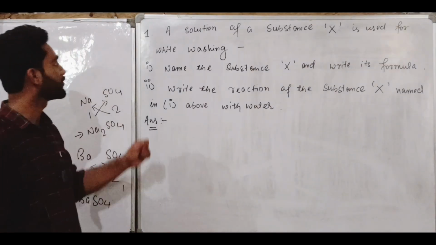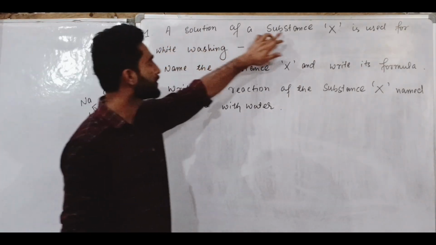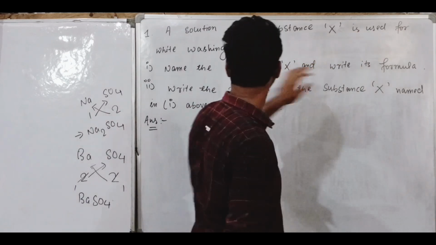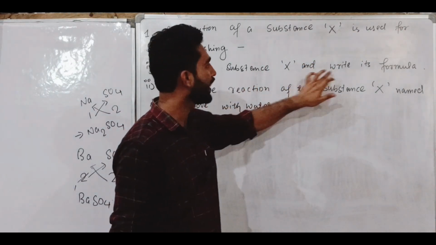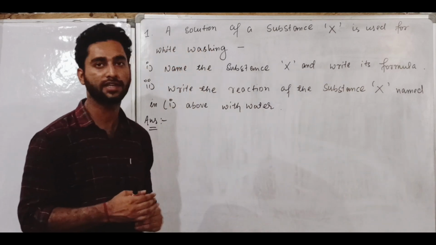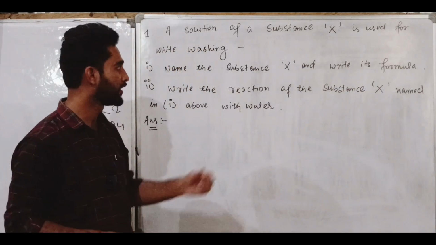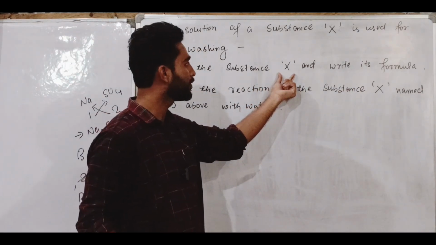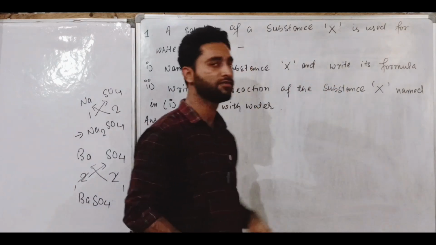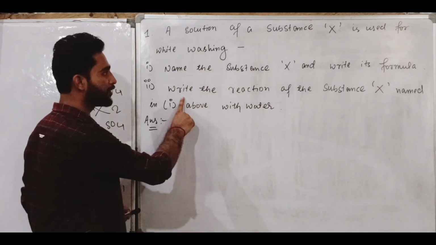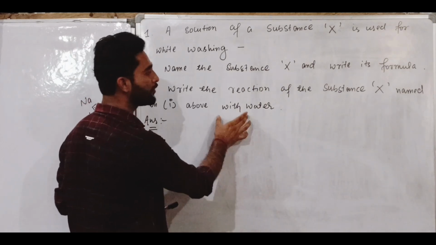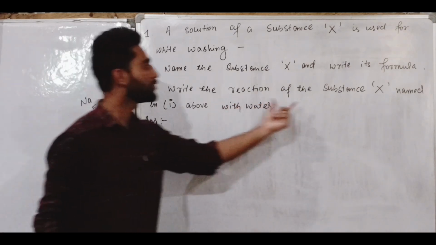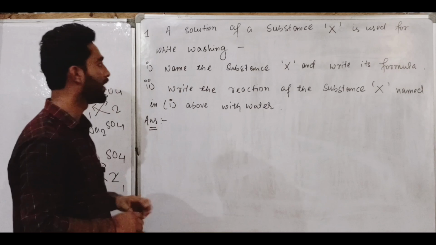Okay, now let's see the next question. A solution of a substance X is used for whitewashing. Name the substance X and write its formula. So a substance is there which is used for whitewashing. First we have to name the substance X and give its formula. Then according to the second question, if this X reacts with the water, what will be formed? We have to write the reaction between the substance X and the water.